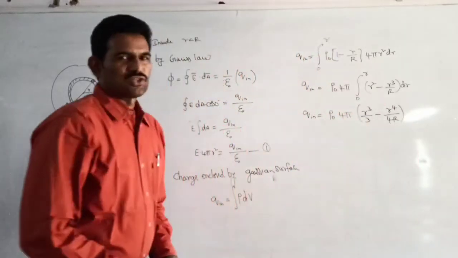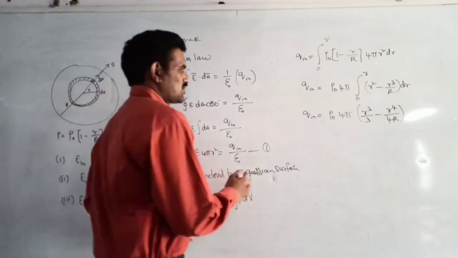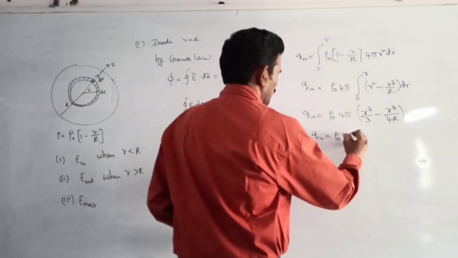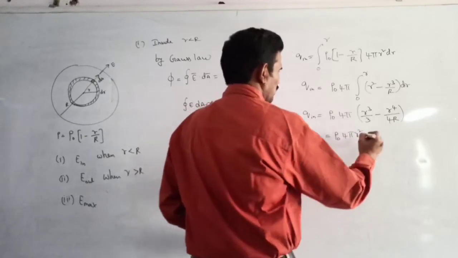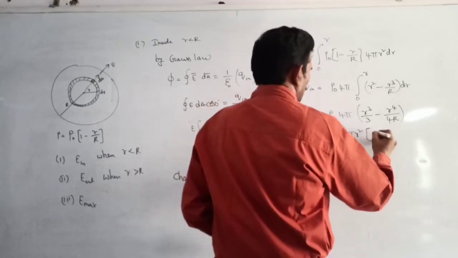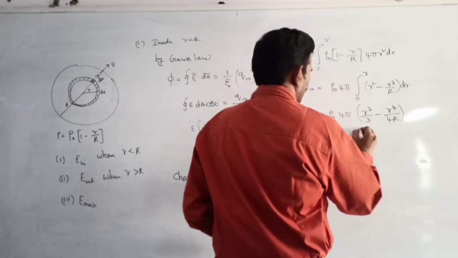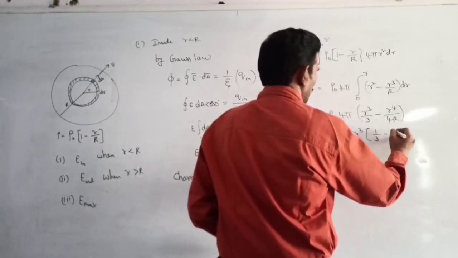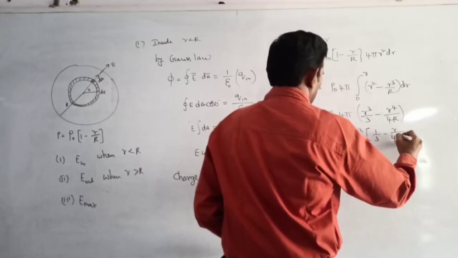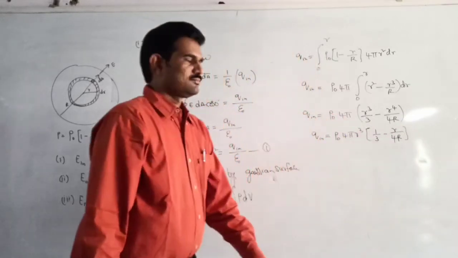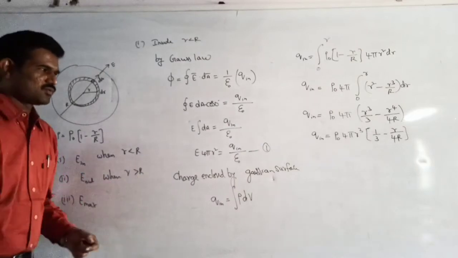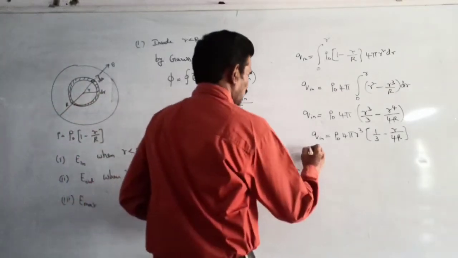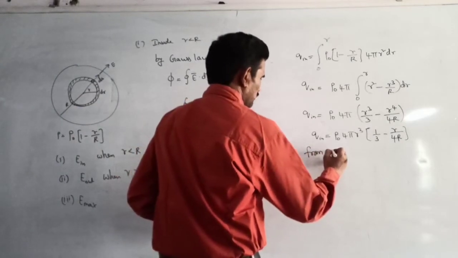So now this is the charge enclosed, right? I can take r square common. So rho naught into 4 pi r square I am taking common. For r cube you can take common here. If you take r cube common then it is 1 by 3 minus r by 4R. Right? Now that is the charge enclosed. So substitute this charge enclosed in this equation here. Therefore from equation 1.